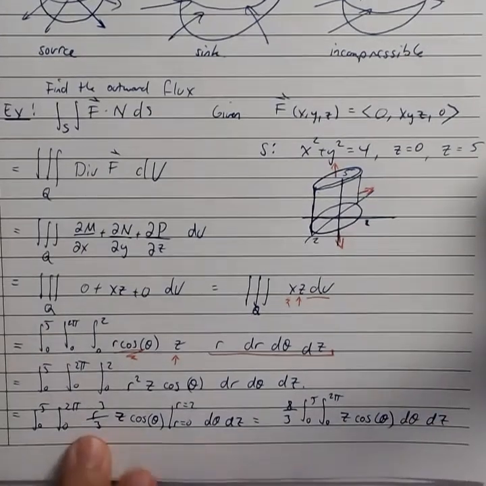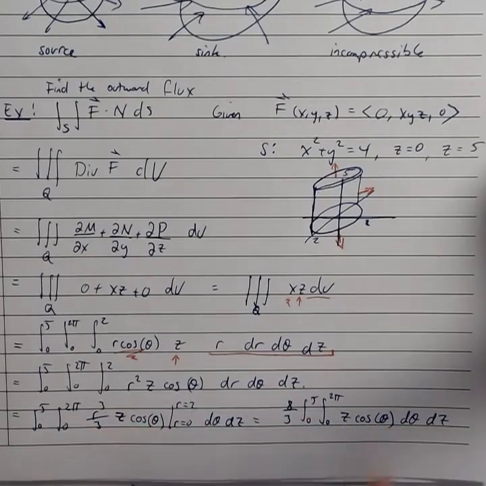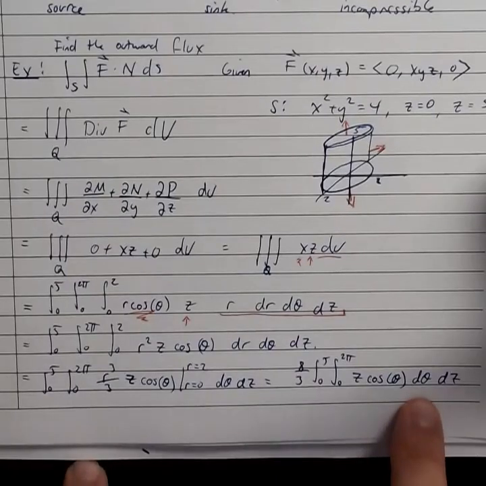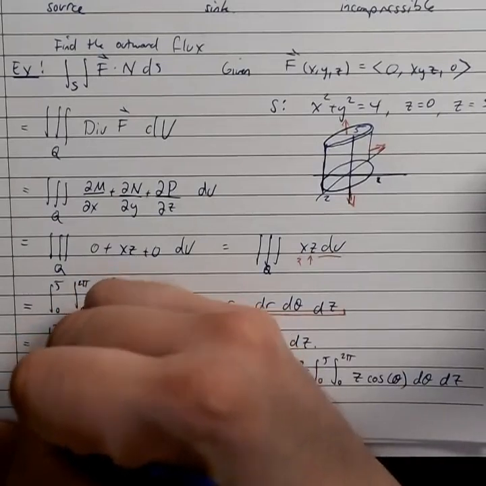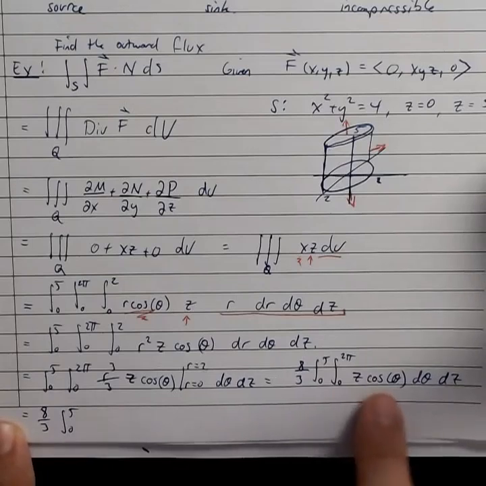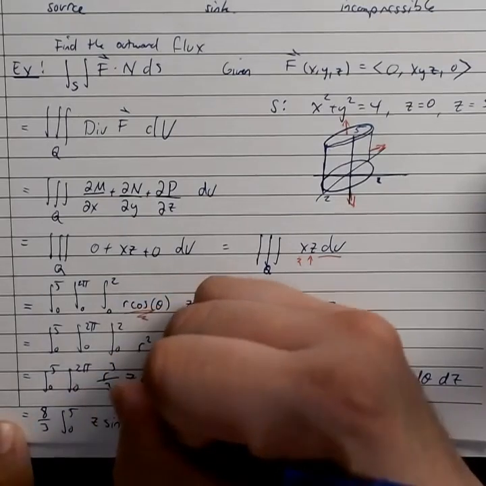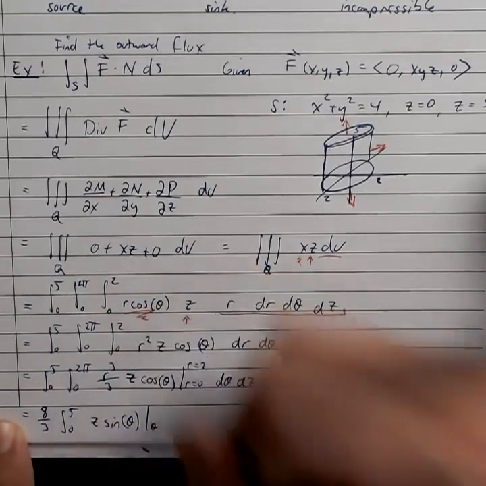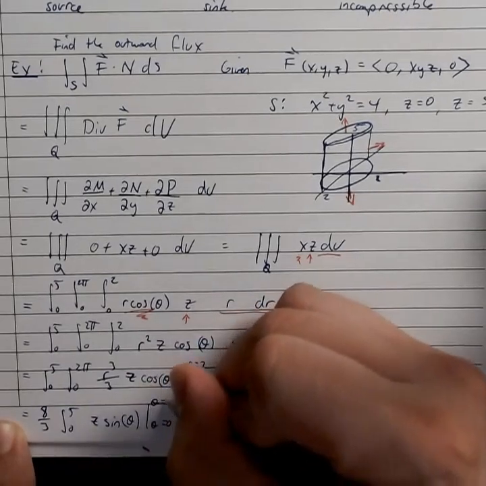Right. That is a constant now. That came out. And now I still have 2 integrals to take, z cosine of theta with respect to theta, then z. Okay. If I take the integral with respect to theta of this, well, that's just going to be a constant. So that's going to be 8 thirds times the integral from 0 to 5 of, the antiderivative of the cosine of theta is the sine of theta. So that's going to be z times the sine of theta. And that's evaluated from wherever theta is equal to 0 up to wherever theta is equal to 2 pi.